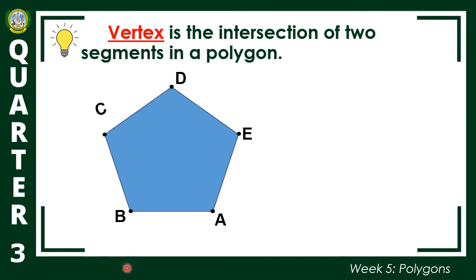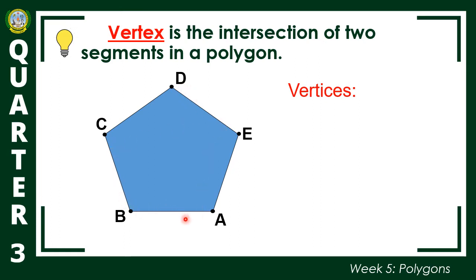So now let us identify and name the different parts of a polygon, starting with the vertex. The vertex is the intersection of two segments in a polygon. In plural form, it is called vertices. In our figure here, we have 5 segments connected at their endpoints. And as you can see, we have 5 intersections. And these intersections are points.